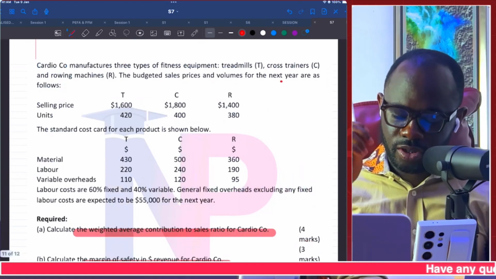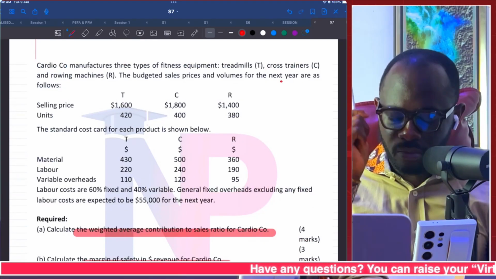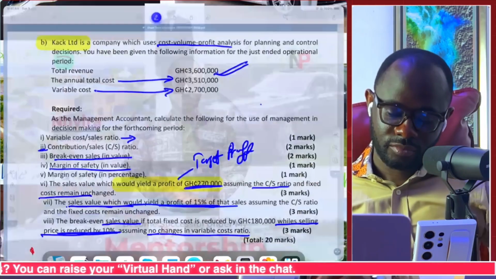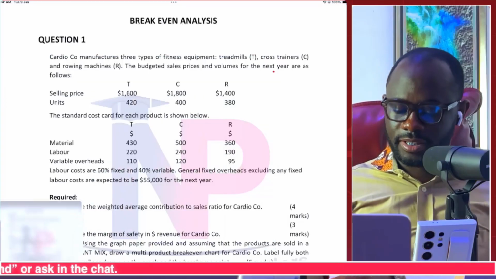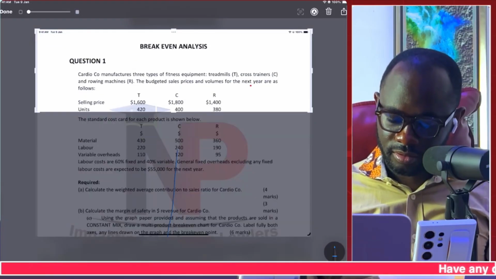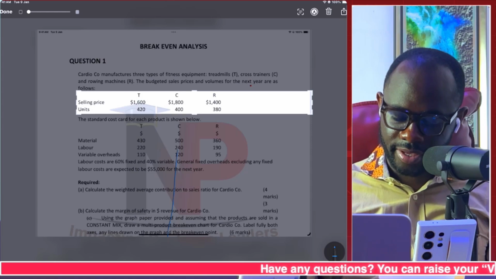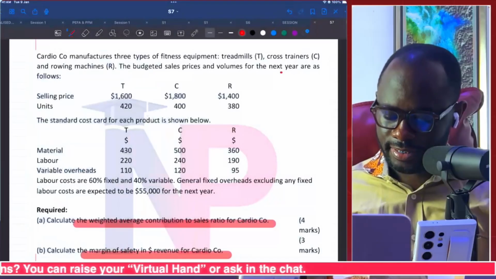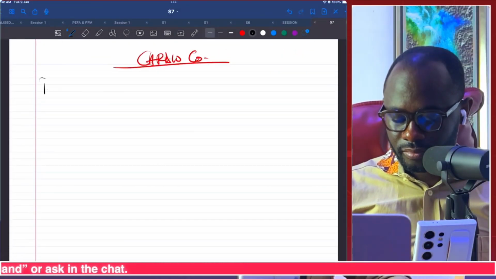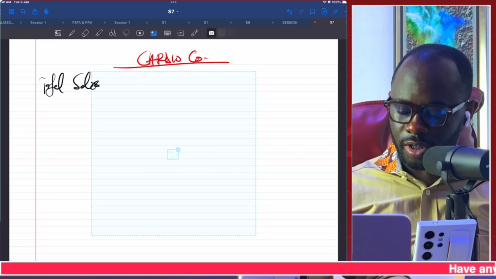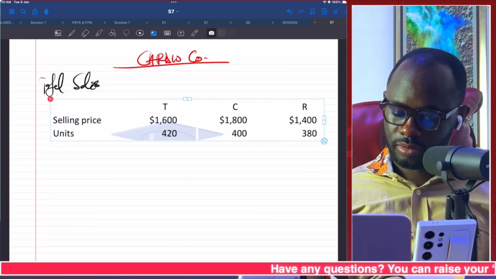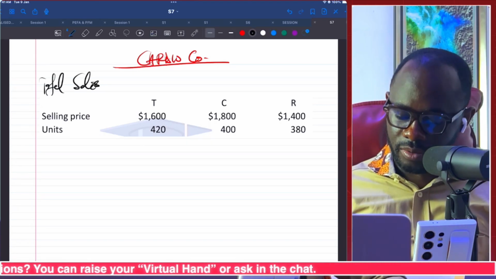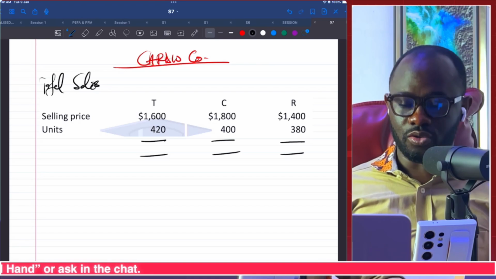Okay. So first, we need contribution from all the products. Then we need sales from all the products. So let me take it one after the other. Let me see if I can simplify our workflow a little bit. So first, let's get the sales coming up for the products. We see selling price, we see units. So we're going to multiply that up respectively to get the sales.